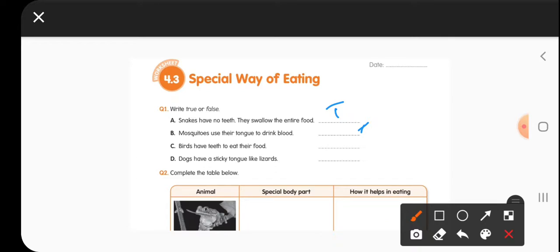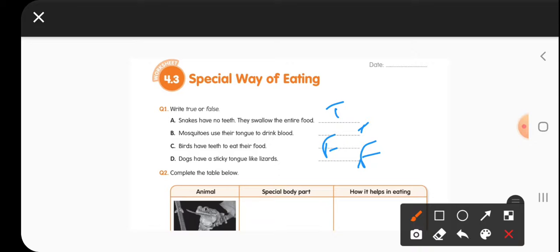Okay. Birds have teeth to eat their food. Birds have beaks to eat their food. They don't have any teeth. So the third statement is wrong. Dogs have a sticky tongue like lizards. This is also wrong. Dogs don't have a sticky tongue like lizards.